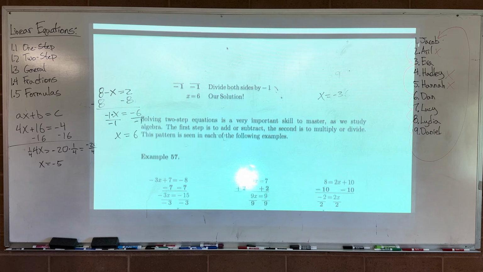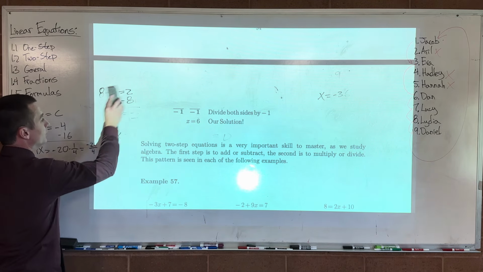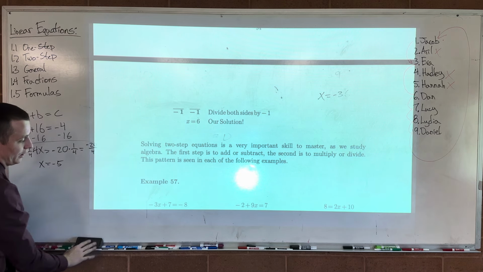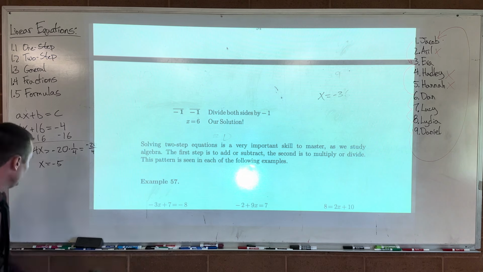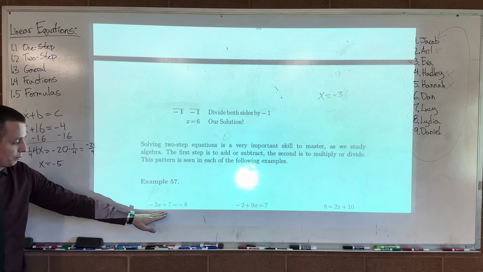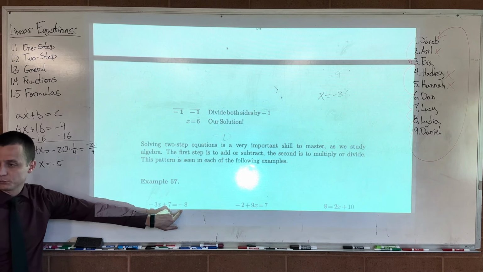Okay. They do have a place where they give a bunch in one go. All right. Let's try to just think these through without writing them out. So, what am I going to do first? Can you all see this? Negative 3x plus 7 equals negative 8. What do we do first? Subtract 7 from both sides.